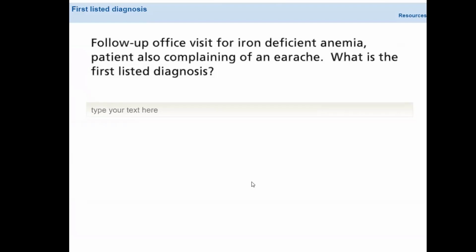Follow-up office visit for iron deficient anemia. Patient also complaining of an earache. What is the first listed diagnosis? Anemia.